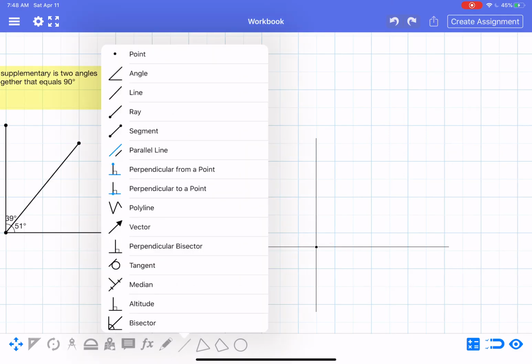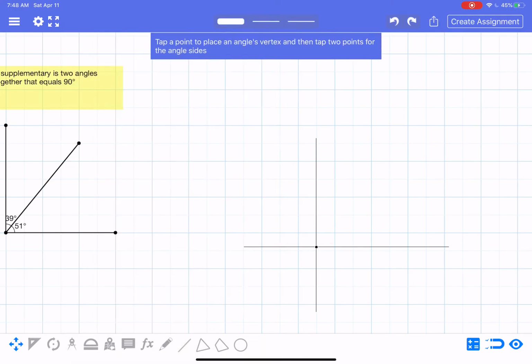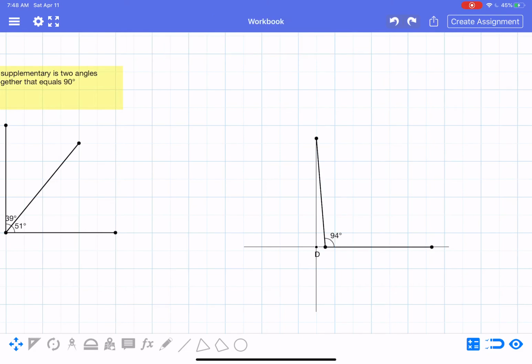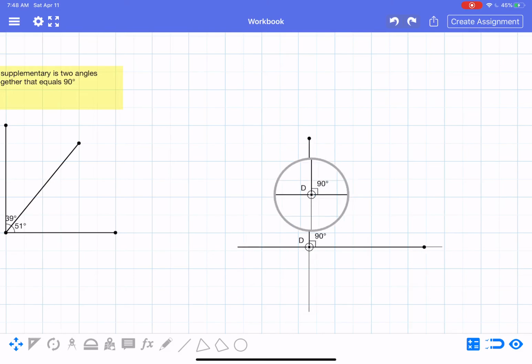If you don't believe me, I can put an angle right on top of it. So I'll put an angle here, and I'm going to move it a little bit, so I'll just adjust it. There we go. So the two intersecting lines make a 90-degree angle. Okay, so here's 90 degrees.